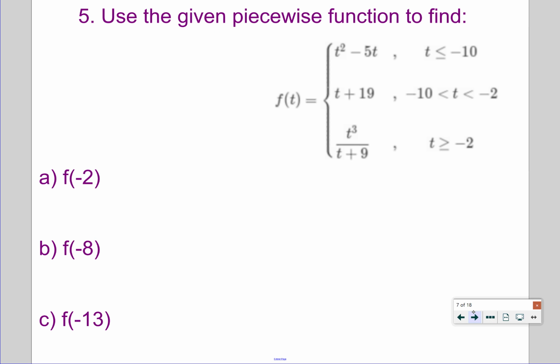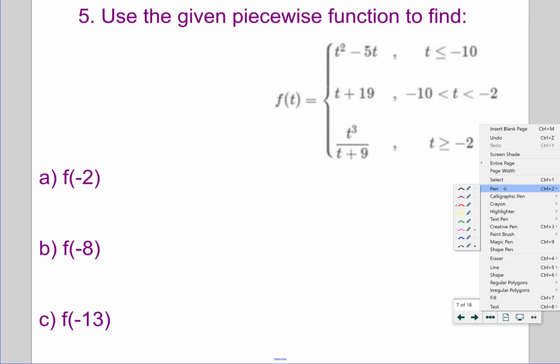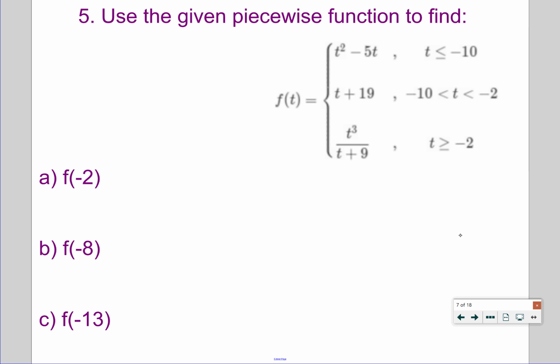All right, number 5, we're going to use a piecewise function to evaluate. So the piecewise function is given over here. Instead of an x, we have a t. We'll start with f of negative 2. For f of negative 2, we have to first determine where we're allowed to plug that in. And negative 2 is one of our breaking points, but we want to plug it in the function where we're allowed to equal negative 2, so that would be the bottom piece.